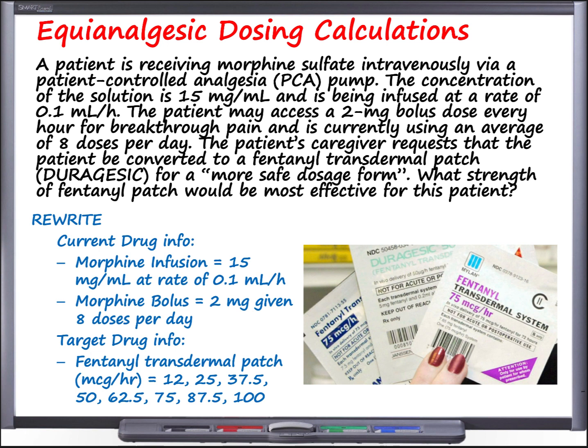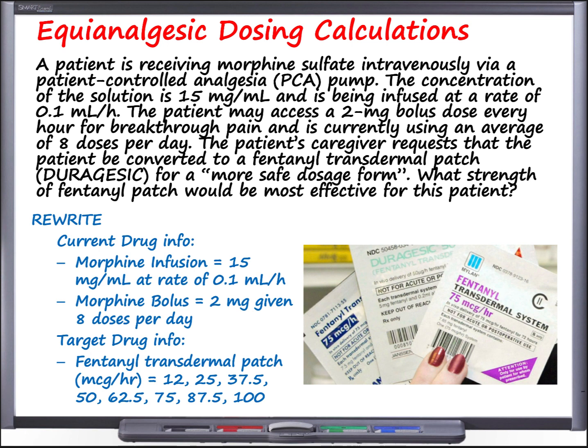The next question is a really good one, and it has to deal with an example of what we call equianalgesic dosing calculations. And this is very important. I'll talk a little bit more about that on the next slide, but these are some calculations pharmacists are doing more and more of in your role as kind of a safety manager for patients that are on different types of opioid, pain, or analgesic medications. So let's look at the question first.